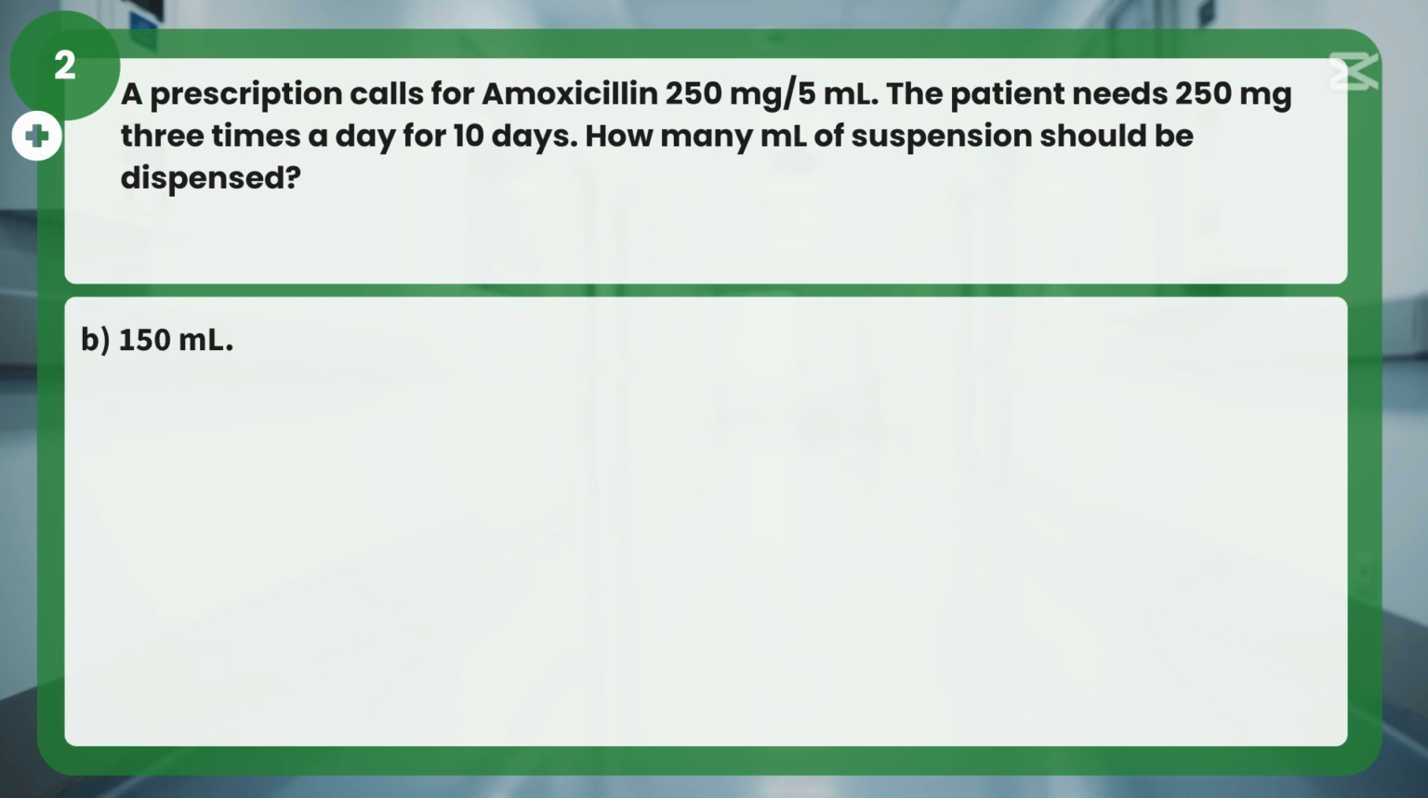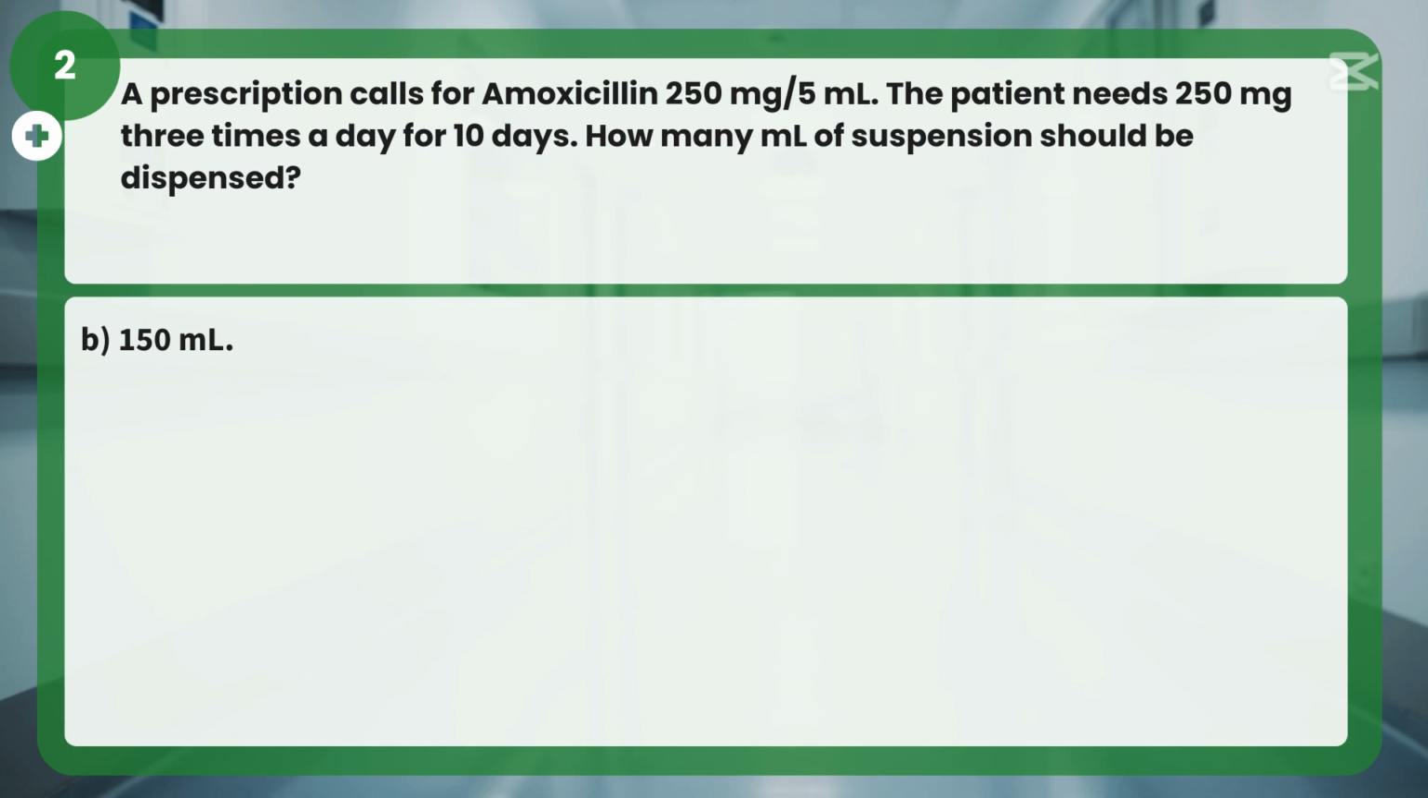Answer: B. 150 milliliters. This is a dosage calculation problem testing your ability to determine the total volume needed for a liquid medication. The prescription specifies a concentration of 250 mg per 5 milliliters and requires 250 mg per dose, meaning each dose is 5 milliliters. The patient takes this dose 3 times daily for 10 days, totaling 30 doses.